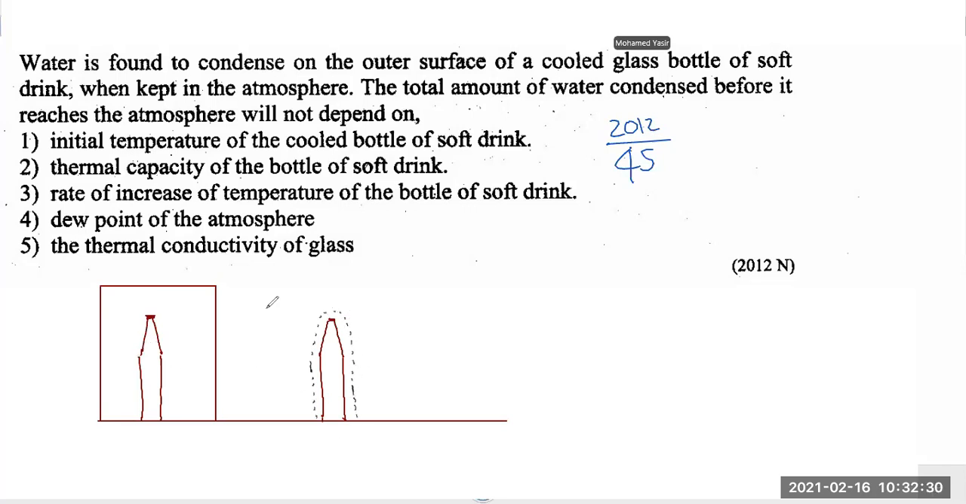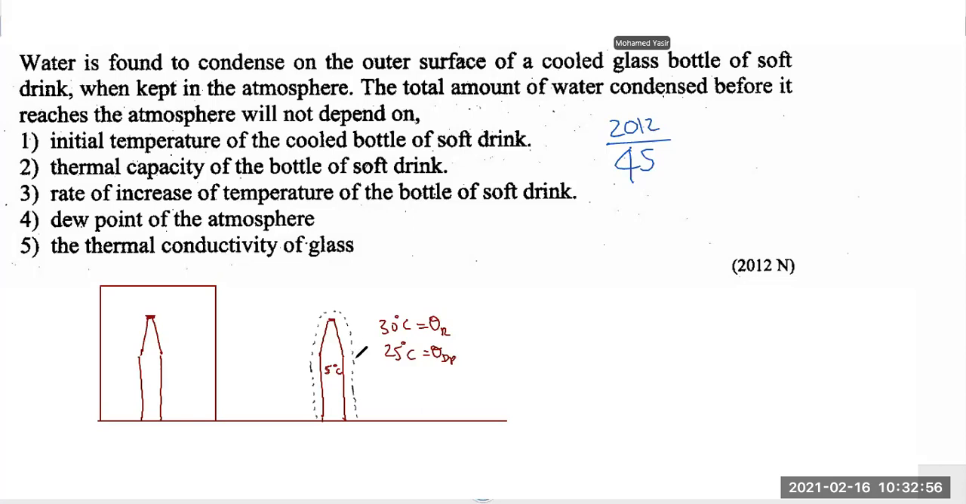Right after you took the soft drink bottle out, I'll just assume some values. Let's say the soft drink bottle is at around 5 degrees Celsius, right after you took it out of the refrigerator. Let's assume some values and try to do this. And the temperature of the room is around 30 degrees Celsius, and let's say on that day the dew point is 25 degrees Celsius.